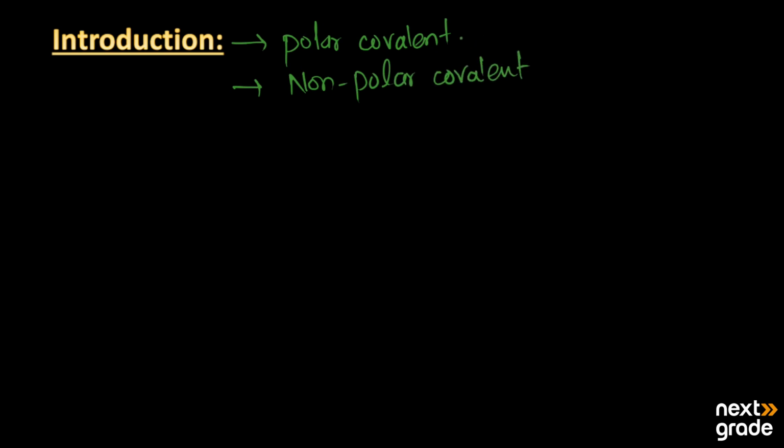Today we have the topic of the two forms of bonds. That is the covalent bond. It basically has two forms. Number one, we have the polar covalent bond, and second, we have the non-polar covalent bond. So these two types of the covalent bond, one is polar and the other is non-polar covalent bond. It is basically due to the difference in the electronegativities.